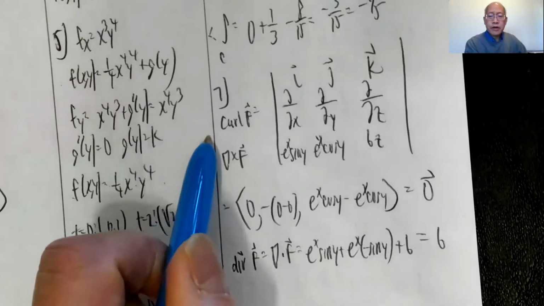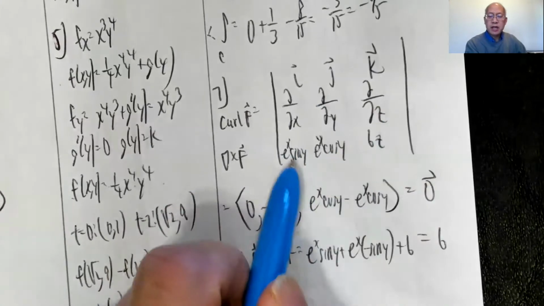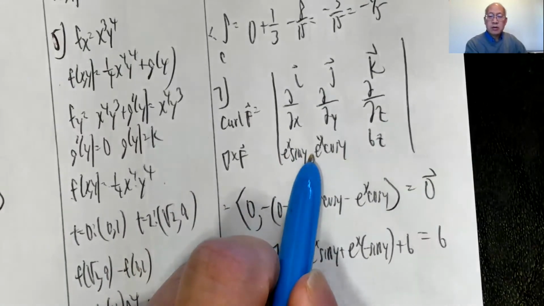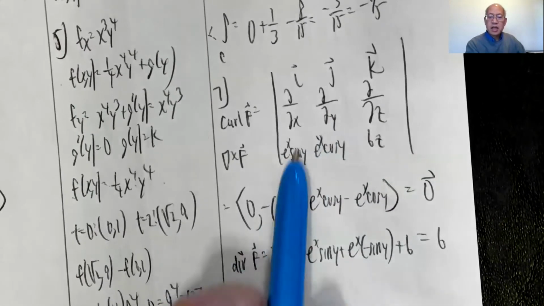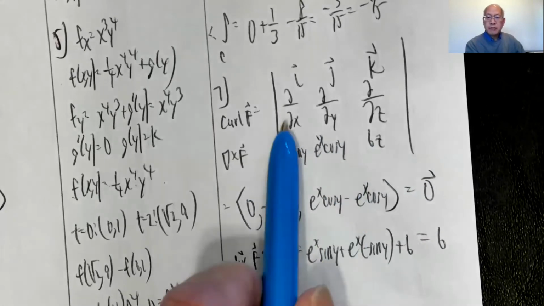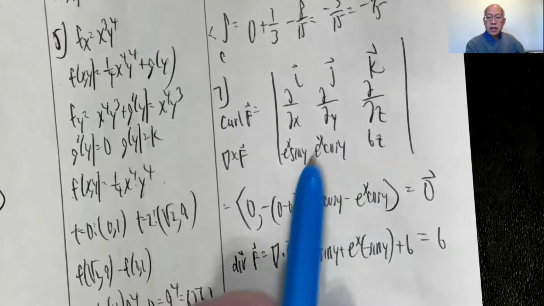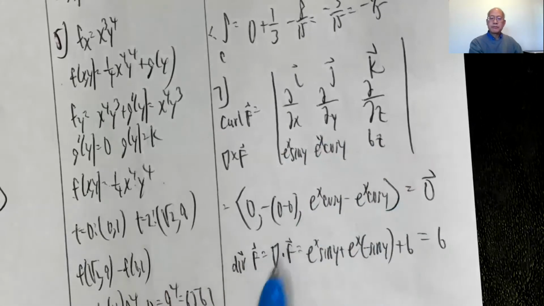Number 7, curl of F is i, j, k, partial with respect to x, y, and z, e to the x sine y, e to the x cosine y, and 6z. So the i component is nothing minus nothing. The j component is the opposite of nothing minus nothing. The k component is e to the x cosine y minus e to the x cosine y. So we have the zero vector.